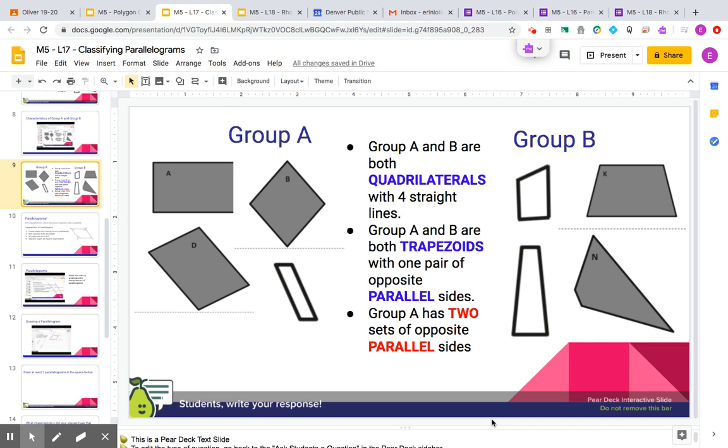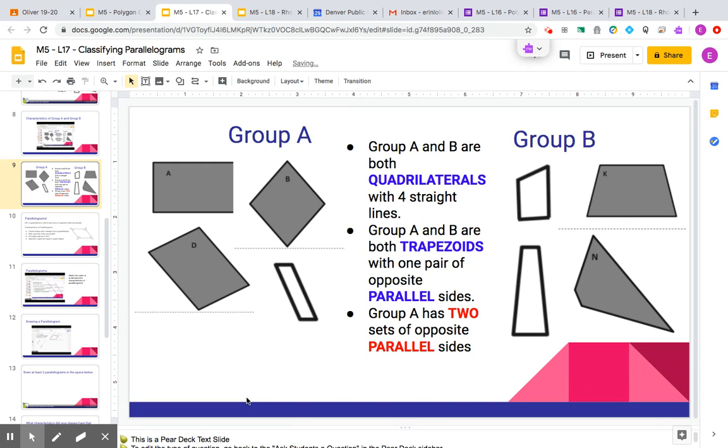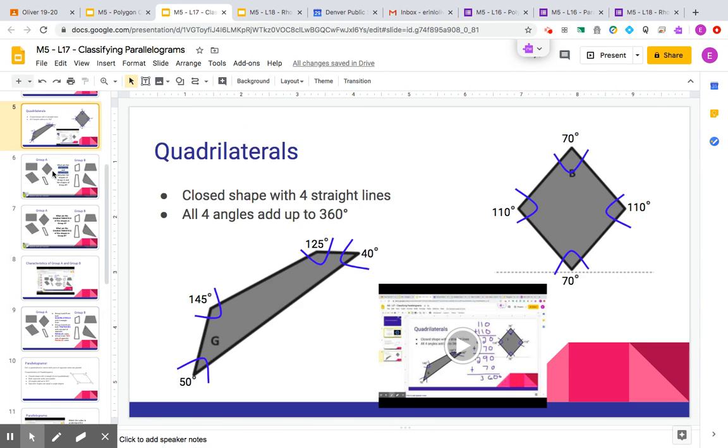Hi, fifth grade. So I've gotten some questions about slide 9 from our presentation today. A lot of the questions have to do with the Pear Deck response. Miss Oliver made a mistake. You do not need to respond on that page.